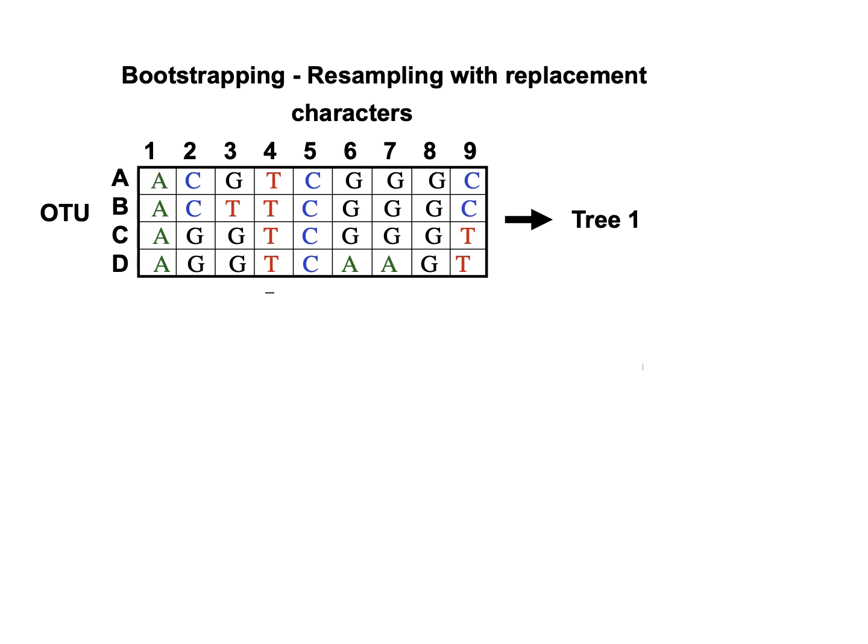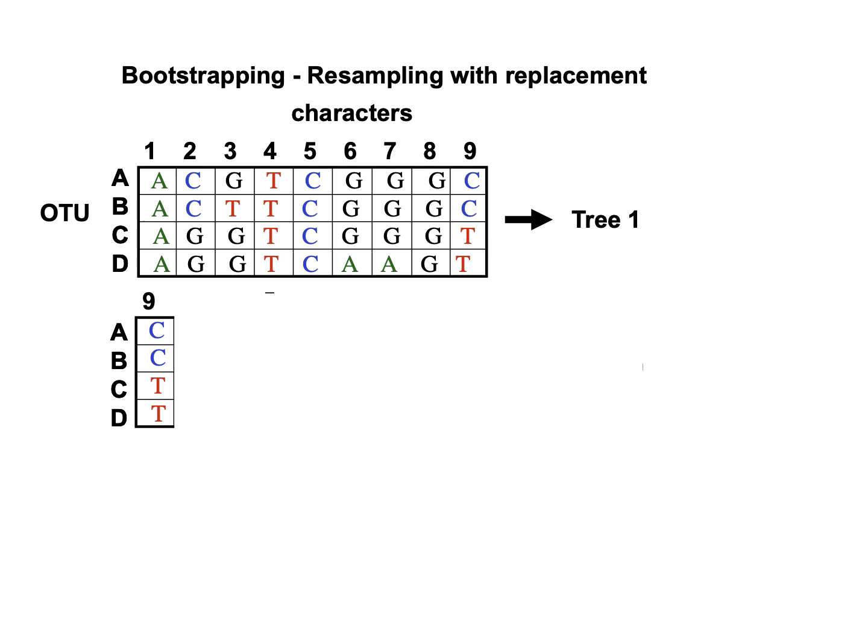So if we have this character matrix here with the OTUs over here and then the nucleotide positions here for comparison, then the program or the algorithm will calculate a tree based on that, and that'll be the tree output there. So that represents tree number 1. Then the computer will go back and start resampling randomly.